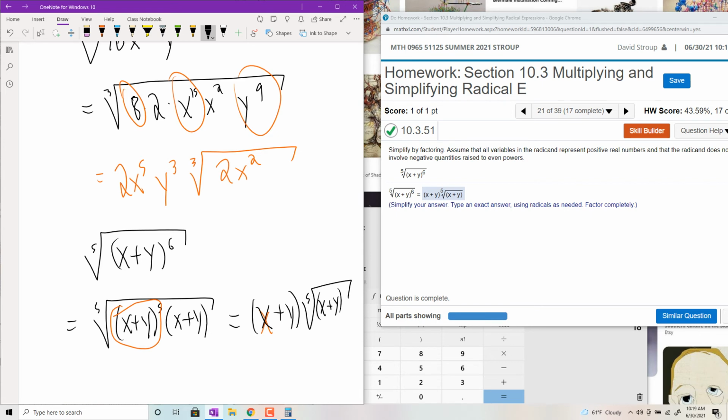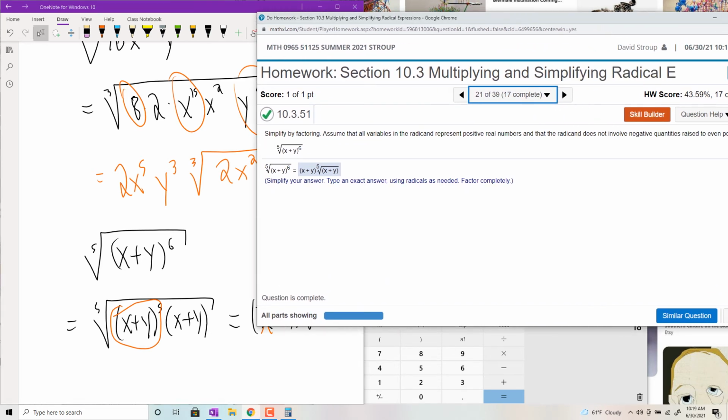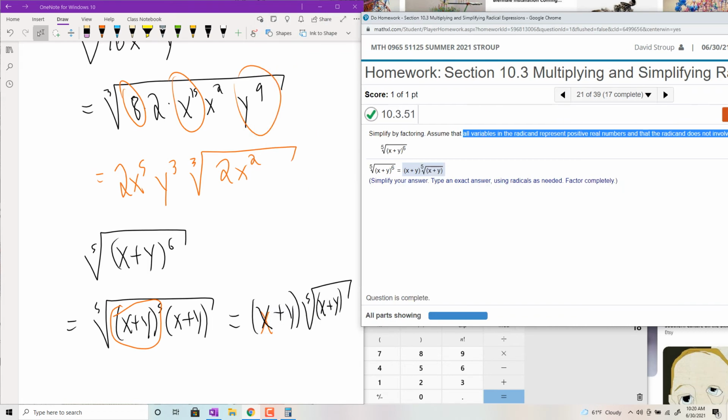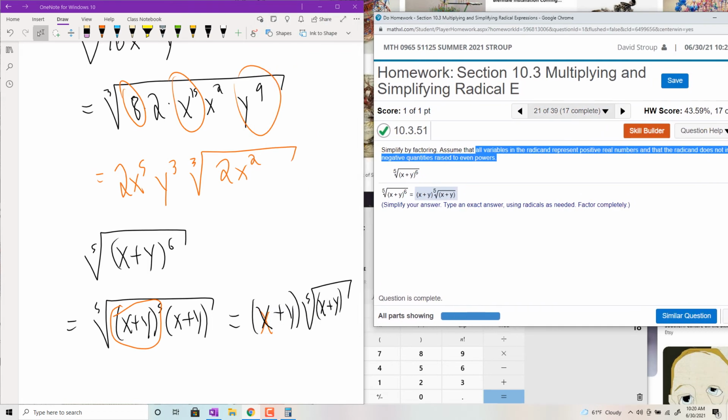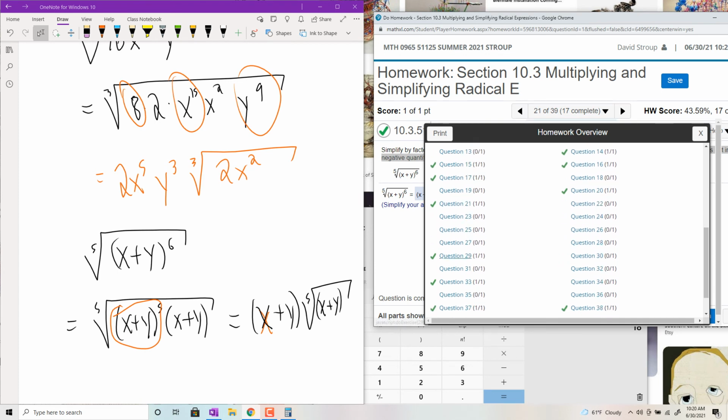Okay. You can tell now you don't have to worry about absolute values because of this big statement. Assume that all variables in the radicand represent real positive numbers and the radicand does not involve negative quantities. That just means no absolute values. You wouldn't need them here because we have an odd root, but you do need it for other questions in this set. Okay, let's move on.